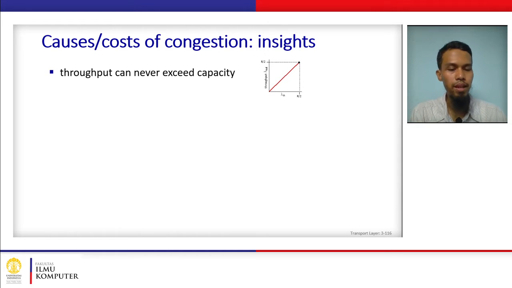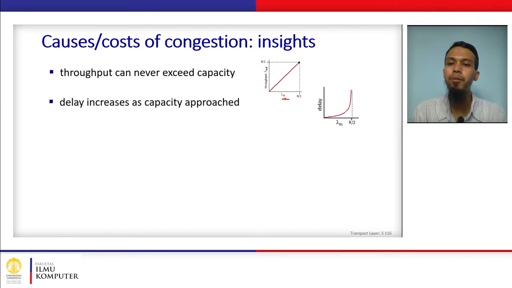This lambda is the packet arrival rate. As the actual packet incoming rate increases, the delay also increases. And when it approaches the maximum capacity, the delay will increase up to infinity. We have already studied this in the first chapter.